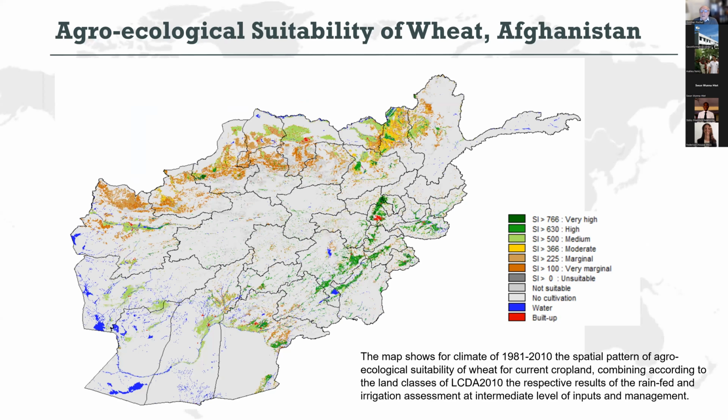This is now what we call the suitability classes for growing wheat in Afghanistan. And here we have already combined the rain-fed assessment for rain-fed areas and the irrigation assessment for areas known to be equipped with irrigation. So it's the final result here. And again, the dark green areas would be those where wheat production is most suitable and most productive.